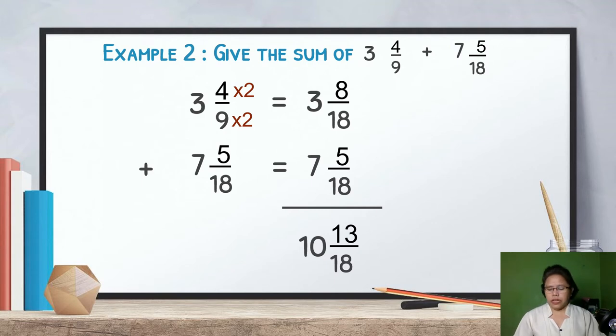Now, hindi na natin kailangang reduce to lowest term yung 13/18 kasi wala tayong pwedeng i-divide sa dalawa. So, walang GCF doon. GCF lang ng dalawa is just 1. And you'll just have the same number na rin, 13/18 din. Okay? So, final answer na natin yan.